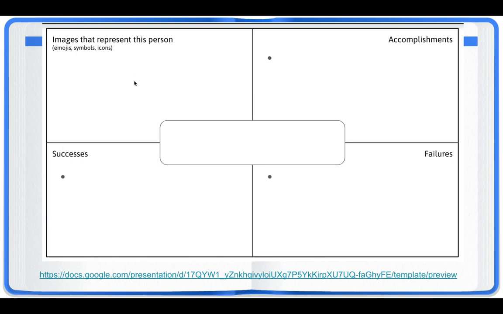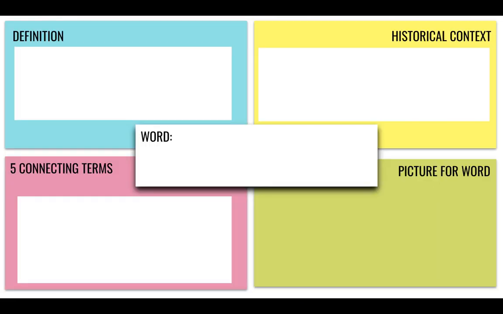Images that represent this person, accomplishments again, this time maybe just more successes and failures. So again, this would be more about studying an individual person and trying to better understand that person in history or in a text. But again, it could also just be used for words that they're reading in text that they might be encountering throughout a unit of study.